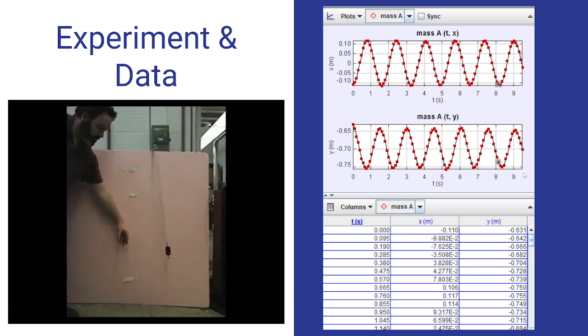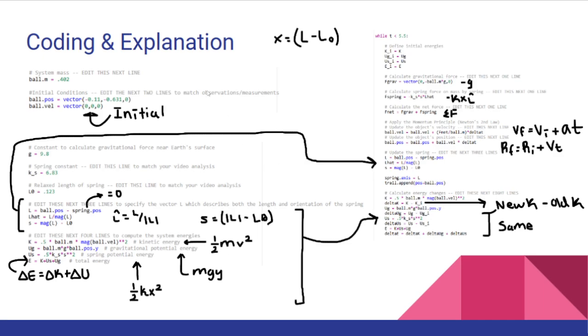Alright, now moving on, coding explanation. So here are the initial values where the ball's mass is 0.402, position is the one stated earlier, and the ball's initial velocity is also 0. And the constant g is always equal to 9.8, as always. And the spring constant and the L0 are actually given by the video that was given earlier. And these are just fundamental equations of L hat and s, just the distance. And these are just the equations for all the energies.